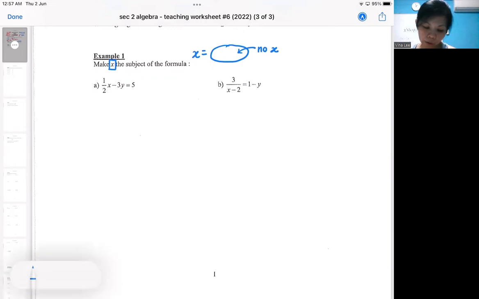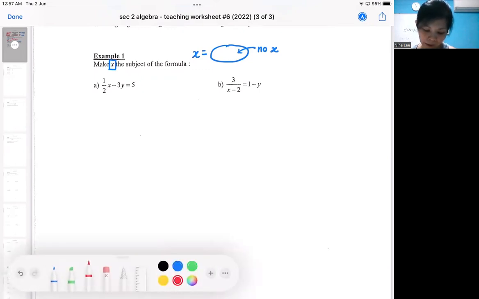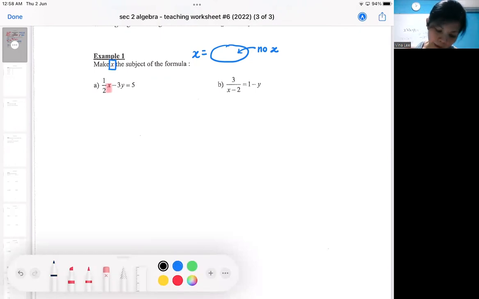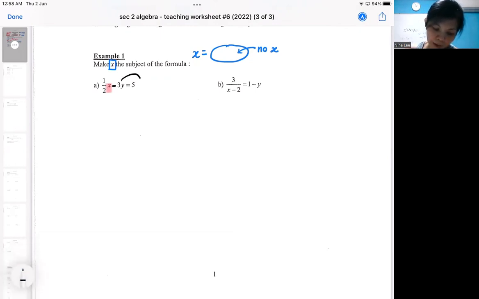So it will be good if you can use your highlighter to identify where is your subject. Sometimes you will lose your subject. So remember, we say something about it can be as simple as bring over. So in this situation, I can bring over the minus 3y. And you can multiply both sides by 2.